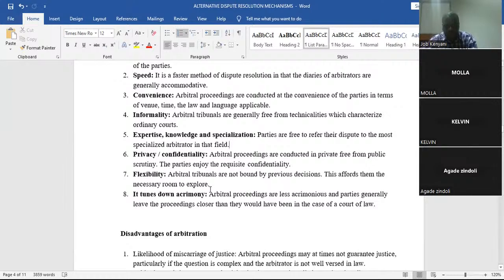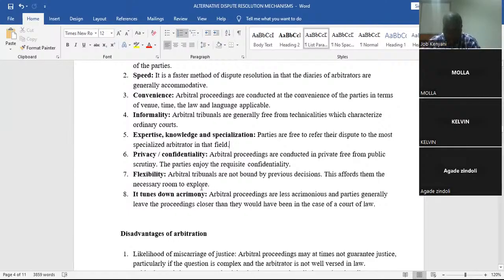It tones down acrimony. Arbitral proceedings are less acrimonious, and parties generally leave the proceedings closer than they would have been in the case of a court of law. So in the court of law, you stand there, and the other parties stand there. So some form of acrimony can be seen by the parties.